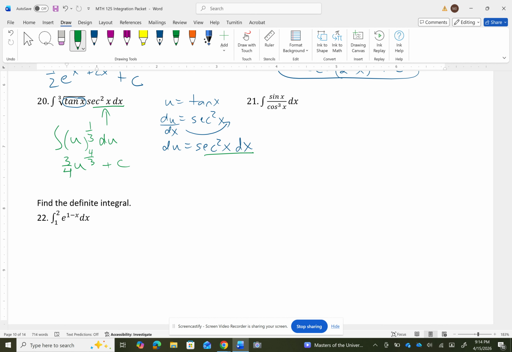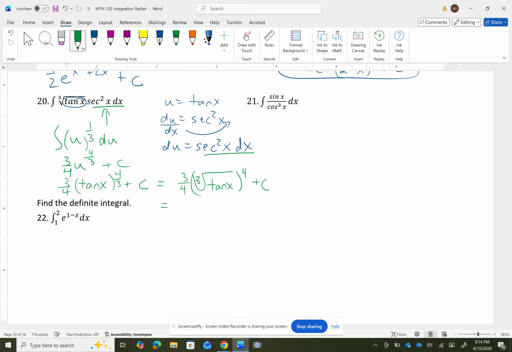That's basically it, except you can't leave it with u's. So you're going to put the tangent x back in, so you get back to x's. And it had radicals to start with, so you need to get back to radicals. You can keep the 3/4 completely in front. Do your radical, which is a cube root of the tan x to the 4th power.